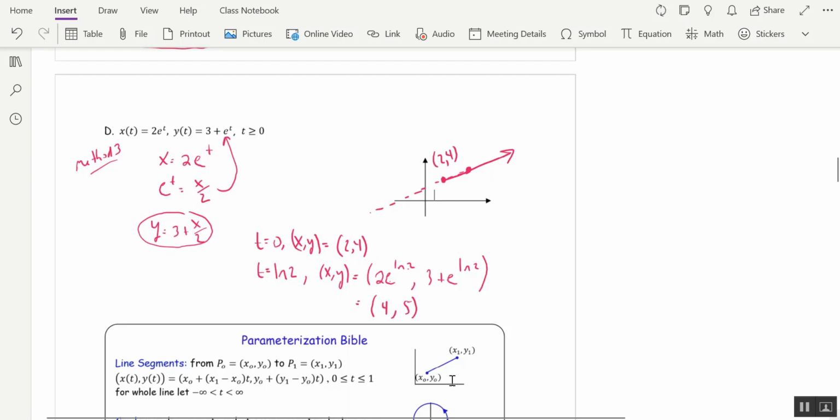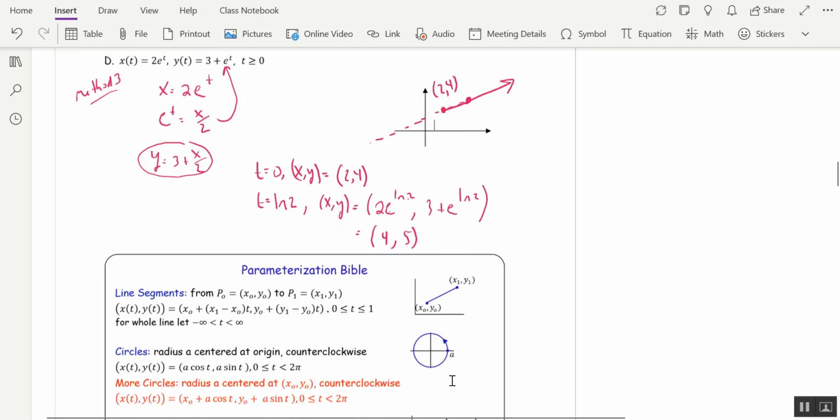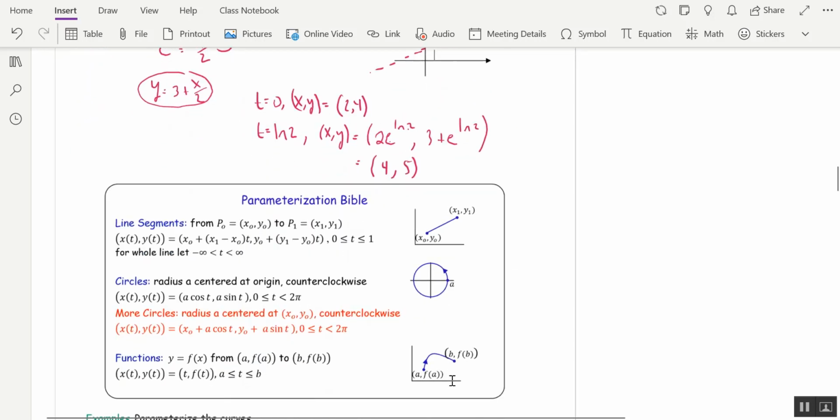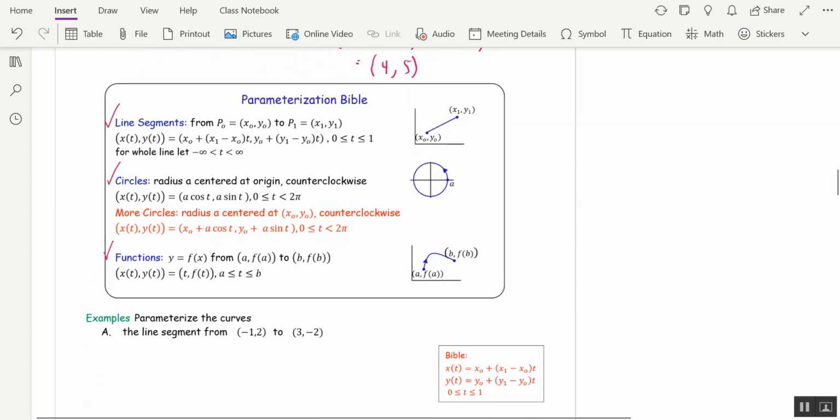All right, now there's certain curves that are very easy to parameterize, and here they are. Line segments, circles of radius a centered at the origin, and functions y equals f of x. And you can use this Bible to help you parameterize certain curves. So let's do an example of each one.